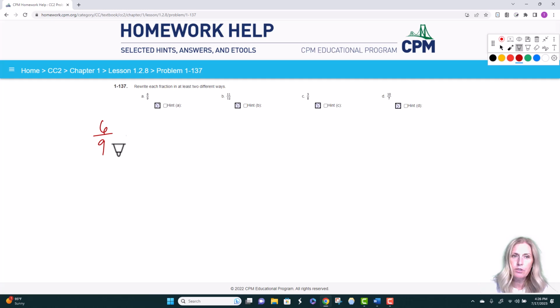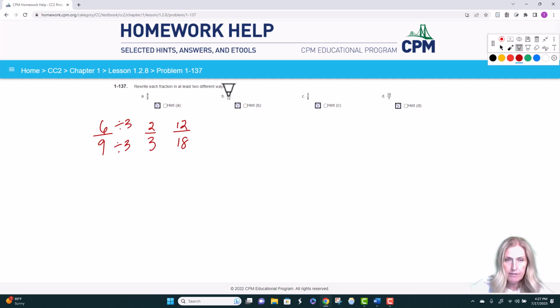So if we were going to reduce it, think of a number that can be divided into both of these numbers. So I'm thinking a 3. So if we divided the top and the bottom by 3, that would be 2/3. So let's go back to 6/9. What if we doubled both of those numbers? That would be 12/18.